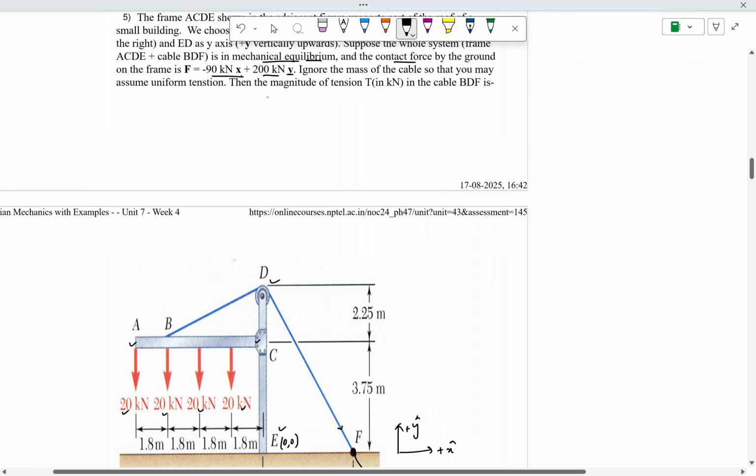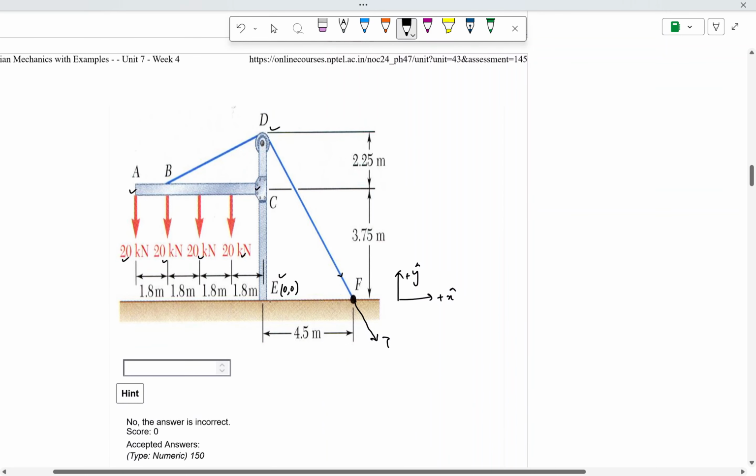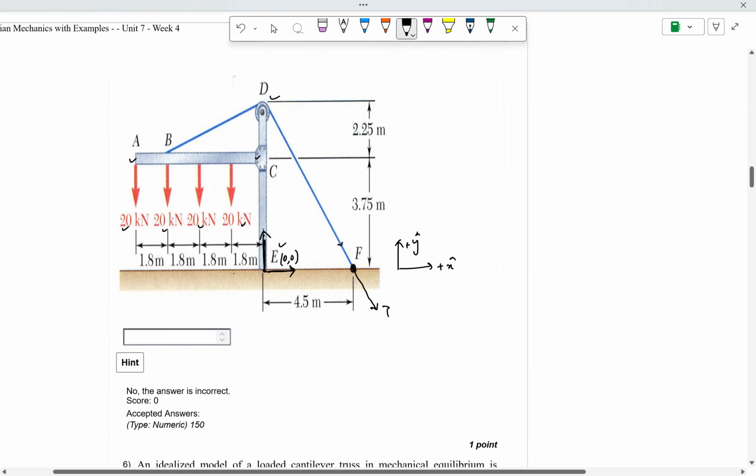So once you have this, this is your frame touching the ground, this is your contact point E. So this contact has a component of force in the x direction and in the y direction. So x direction is basically minus 90 kilonewton x cap. So this is in the negative direction. So let's say this force is Fx, equal to minus 90 kilonewton x cap, and other force is Fy, which is plus 200 kilonewton y cap.